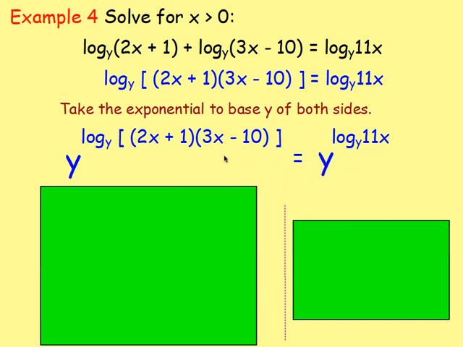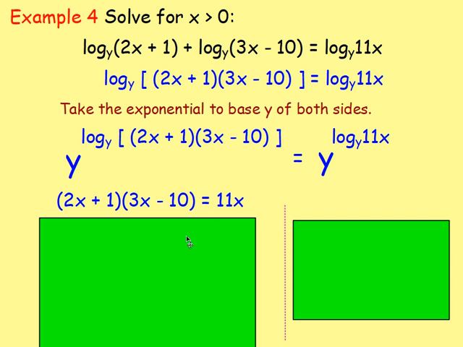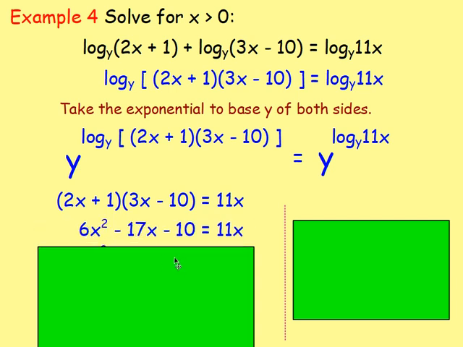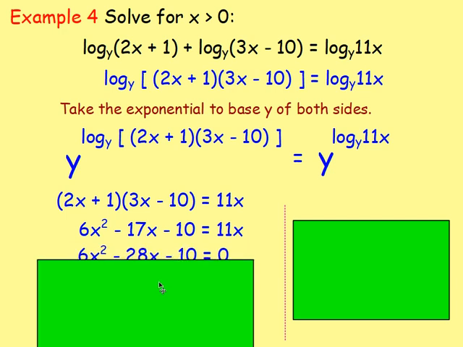From there, the whole point in doing that was we've got an exponential base y and log base y, one's the inverse of the other, so they will cancel out. So y and log base y here cancel out, leaving us with 2x plus 1 bracket 3x take away 10, and y and log base y cancel here, leaving us with 11x. From there, multiply out the brackets. So 2x times 3x, 2x times negative 10, 1 times 3x and 1 times negative 10. That will simplify to become 6x squared take away 17x take away 10. That equals 11x. Subtract 11x from both sides, so 6x squared take away 28x take away 10 equals 0.